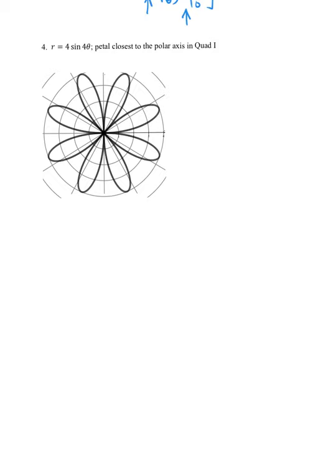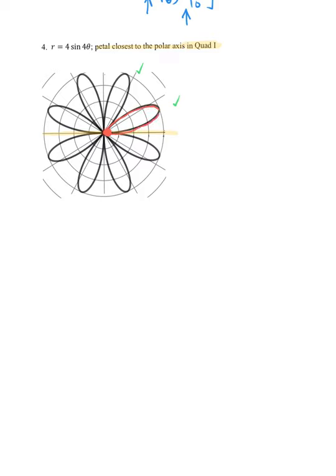In this particular problem, we are searching for the petal that is in quadrant 1. I actually have 2 of them in quadrant 1, don't I? I have this one here and this one here. If I take a look at the other piece of the directions, it says the petal closest to the polar axis. This is our polar axis here, and the one that is closest is that bottom one. So the one I'm searching for is this one right here.